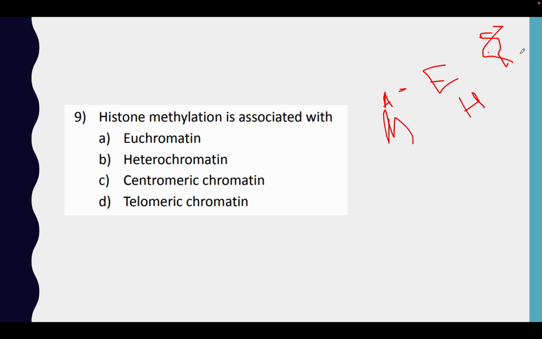Now, where does acetylation occur? It can occur on multiple lysine groups. Acetylation occurs on lysine groups.